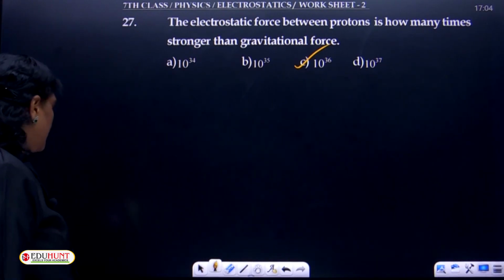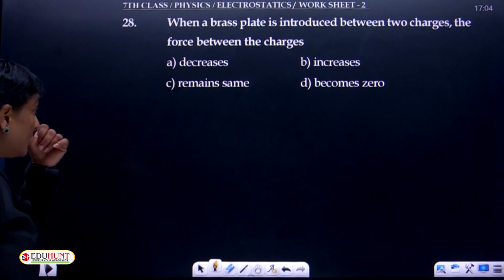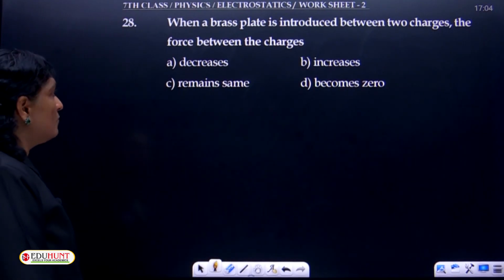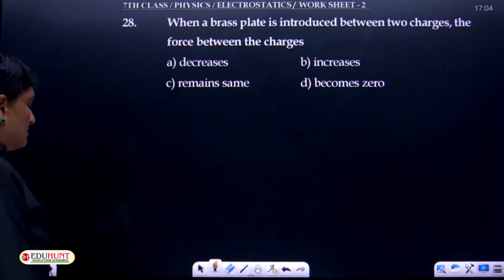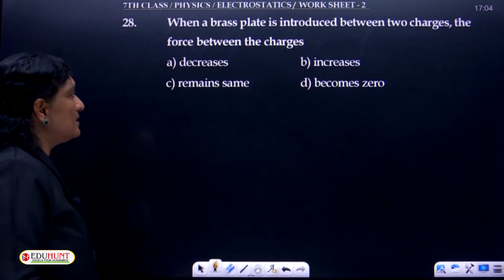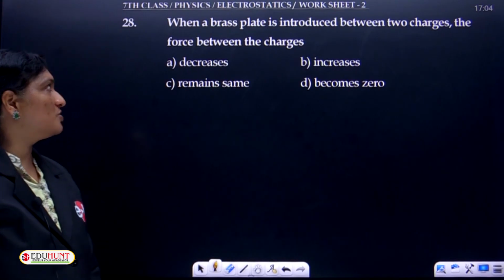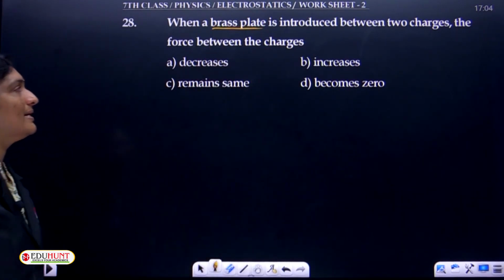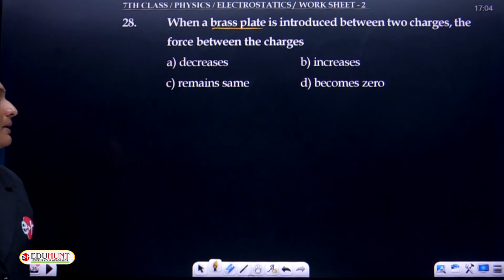So, now moving to the next question, that is 28. When a brass plate is introduced between the 2 charges, what happens to the force between the charges? Decreases, increases, remains same, or becomes 0. So, what is this plate? This plate is made up of brass. Brass means a metal plate.